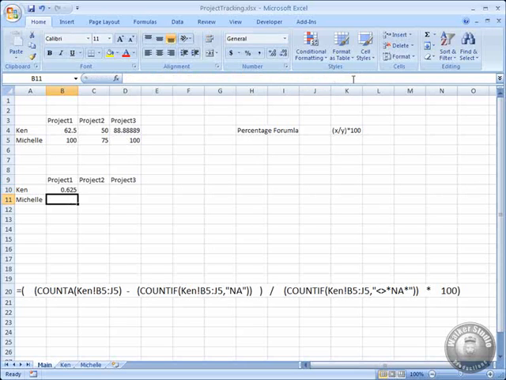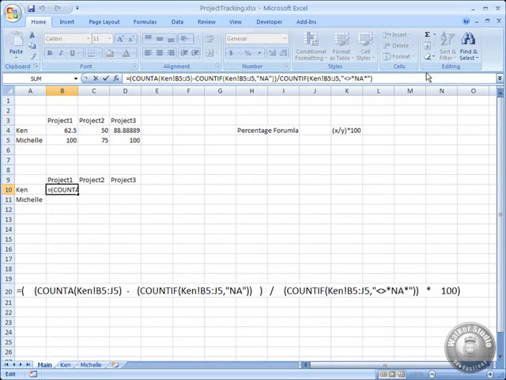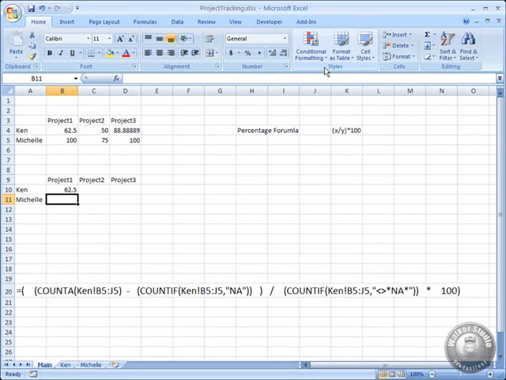Now we'll get something a little bit strange at this point, 0.625, but that's because we now need to multiply by 100. Okay, but that gives us 62.5, which we take as a percent.